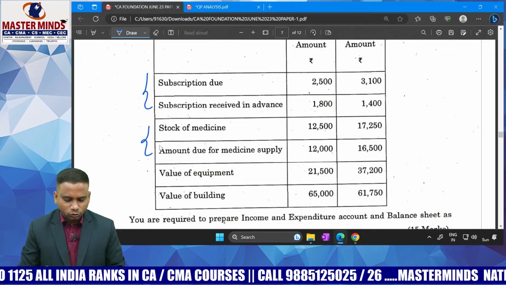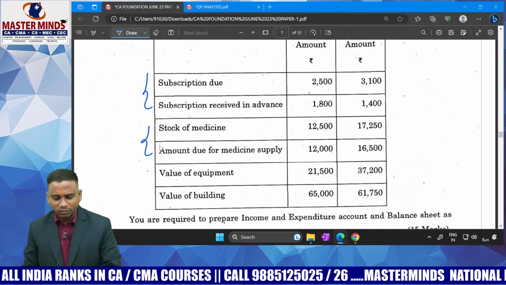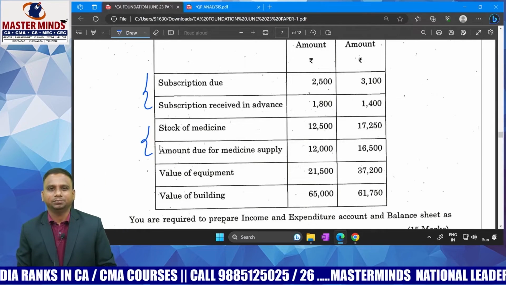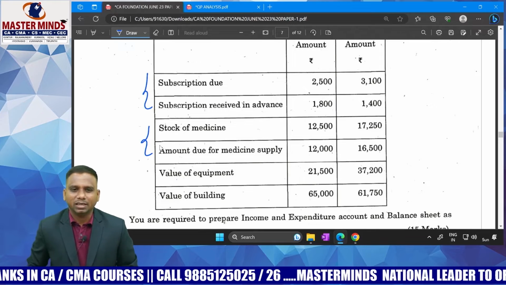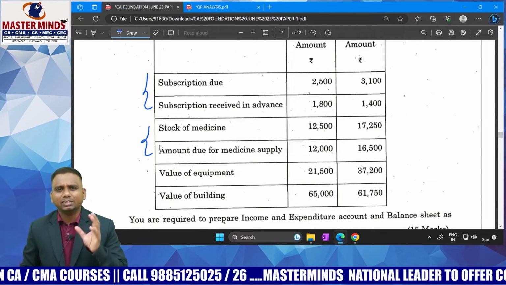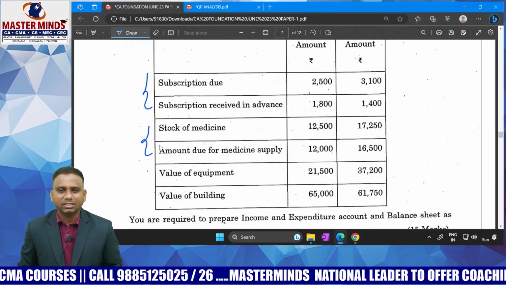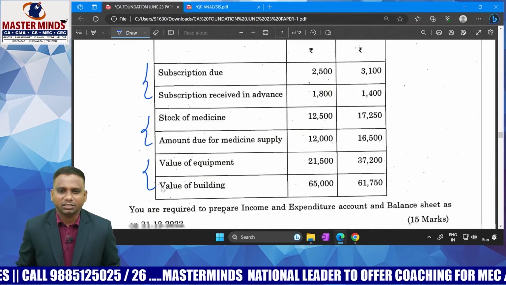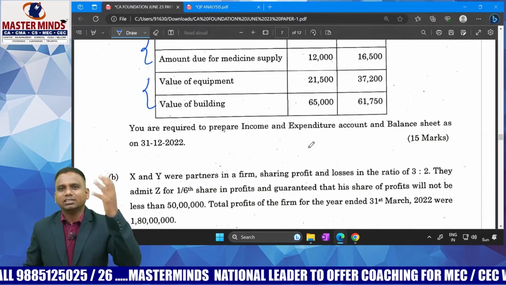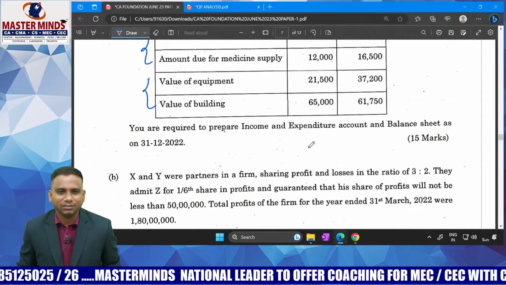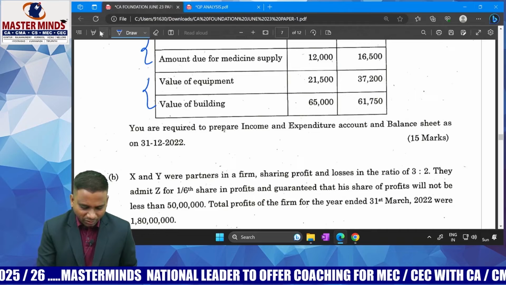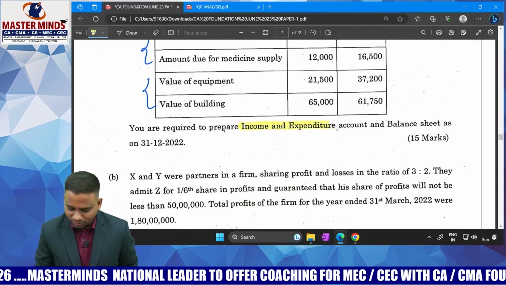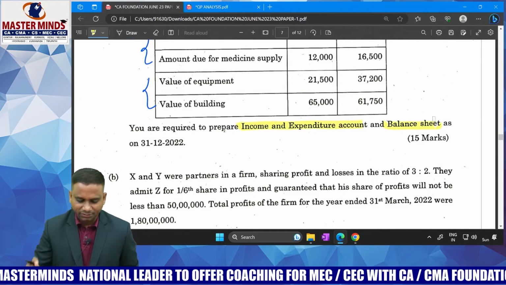And here you should calculate how much medicine is consumed. For that we use these 2 pieces of information, stock of medicine. Actually this type of problem we have in our material. Yes or no? Stock of medicine, amount due for medicine. It's a direct problem. Maybe the amounts are changed. Yes or no? Yes. Look at simple adjustments. Compared to previous NPO questions, this question is easy for us. Next, what is the requirement? Income and expenditure account and balance sheet.